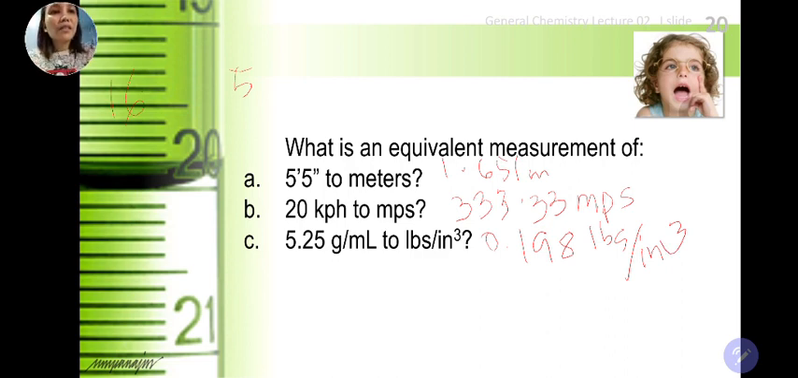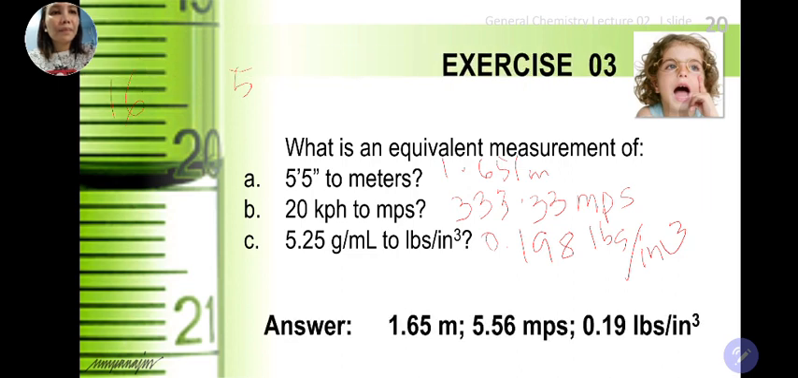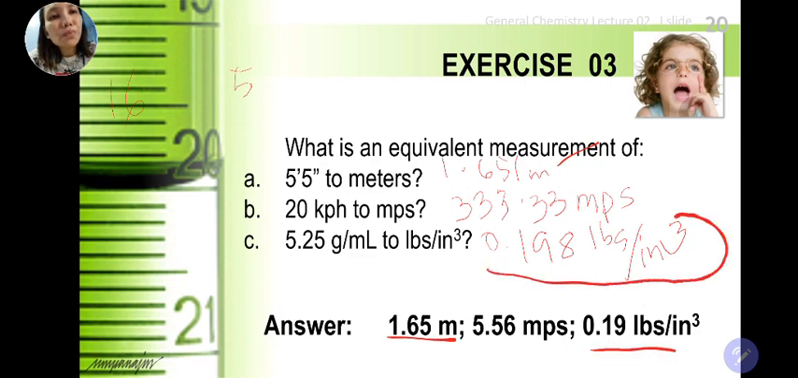Let's see kung tama yung answers natin. Okay. So, if you will see, may mali tayo. 5.56 meter per second. Pero itong dalawa, this is 1.65 meters. So, this is correct. And then, 0.19 pounds per inch cube. So, tama tayo dito. So, kung may mali tayo, balikan lang natin siya. Ulitin natin. Okay? So, it's supposedly 5.56 meter per second siya.